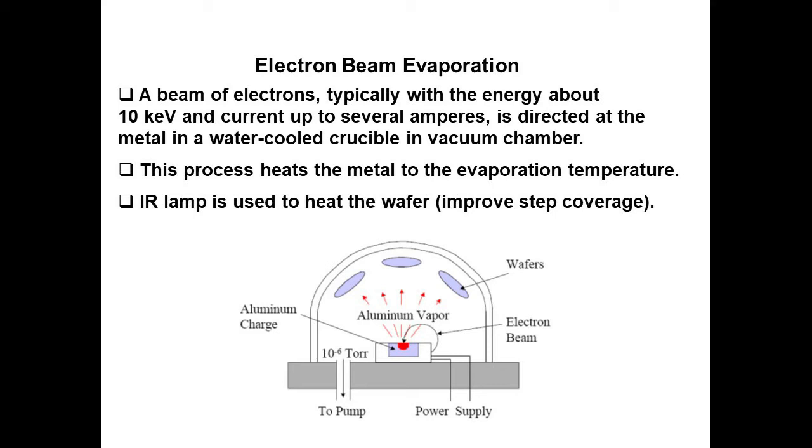To improve the step coverage, you will use an infrared lamp to heat the wafer. Have a look at the diagram of the setup for the electron beam evaporation.